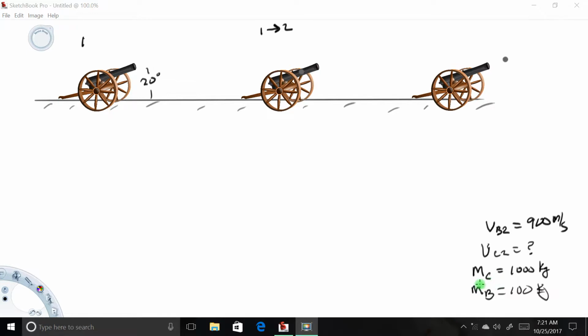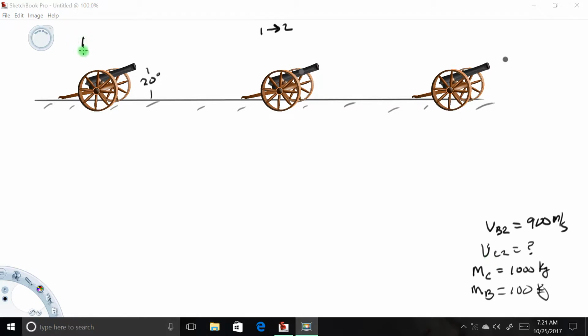In this example, we're going to assume this cannon has a mass of 1,000 kilograms, and we're going to assume it fires a cannonball, which I called M sub B here, with a mass of 100 kilograms, and it can fire that ball at 900 meters per second. And what we're going to do is draw an impulse momentum diagram that describes basically the firing of the ball, and we're going to try to predict the final velocity of the cannon, which I'm calling VC2 here. So this series of pictures I've already drawn here.